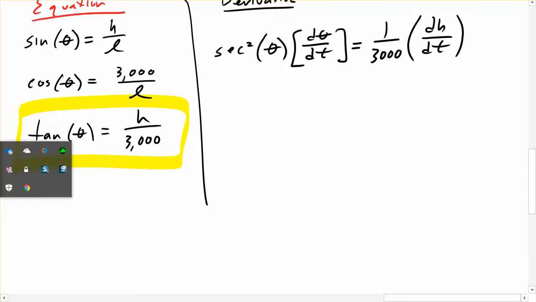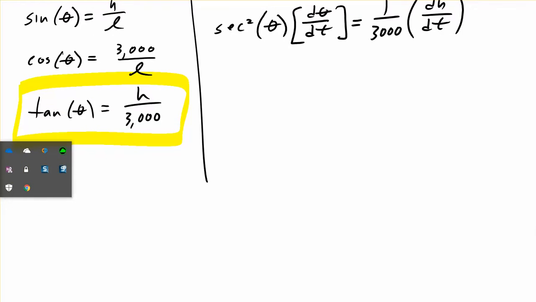Wait, we're not going to use the quotient rule for that? No, we don't need to. It's just 1 over 3,000, a constant in the front. You could use the quotient rule, but that's overkill. The 3,000 isn't going to turn into 0, which usually happens if you use the quotient rule. You don't need to use the quotient rule.